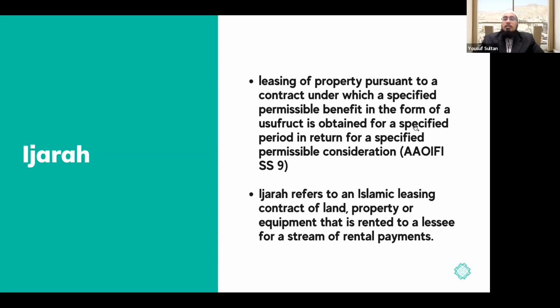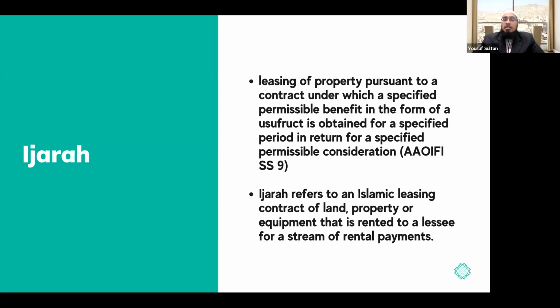and then it would be obtained for a specific period, because when I'm selling the utility, it has to be specified, and of course in the specification, the most popular is the period. All right, and then for a specified permissible consideration, meaning that the consideration or the price that would be paid would also be permissible, or it could also be interpreted as that the utility for which it would be used would also be permissible. We will go into the details, inshallah.